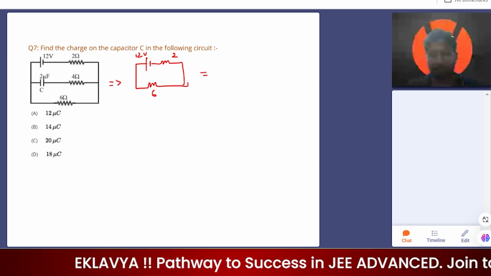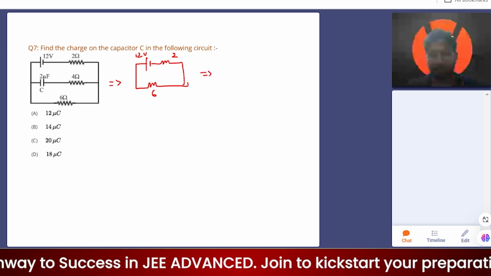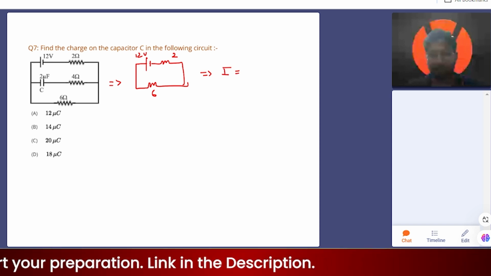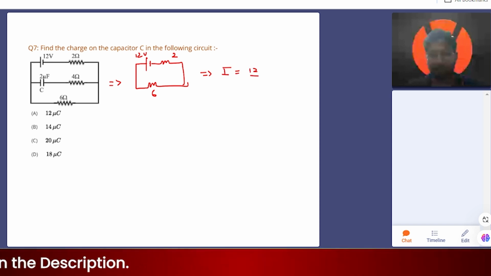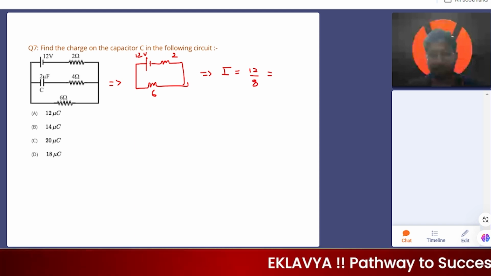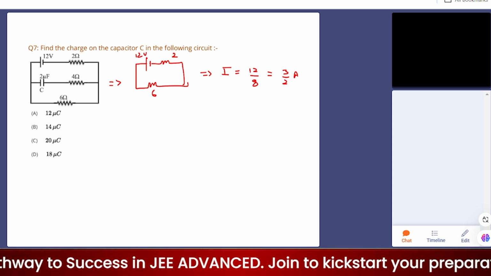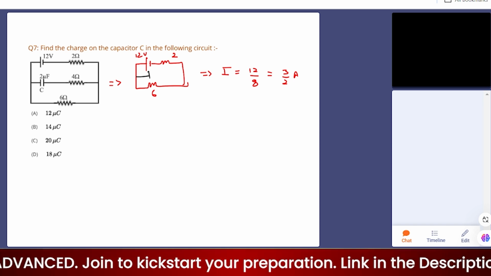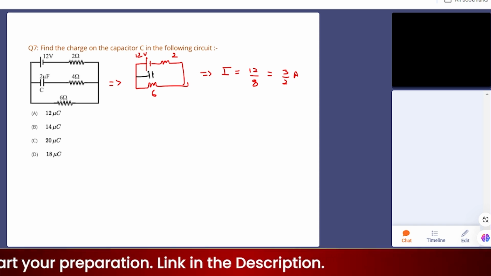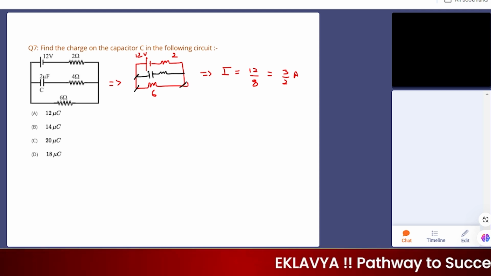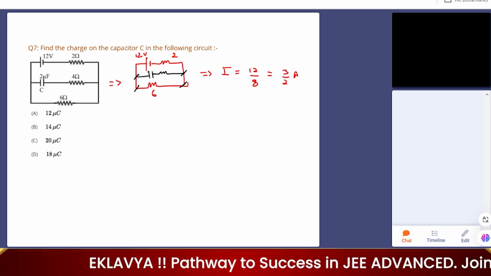Okay. So from here I can calculate. I'll first calculate the total current. Total current will be total EMF, that will be 12 by total resistance, that will be 2 plus 6, 8. I have the total current value as 3 by 2 amperes. What will I do with this total current? Since there is a capacitor branch over here, this particular capacitor branch will not have any current through it because it has achieved the steady state, but the potential drop across the 6 ohms will be the same as the potential drop across the capacitor also.